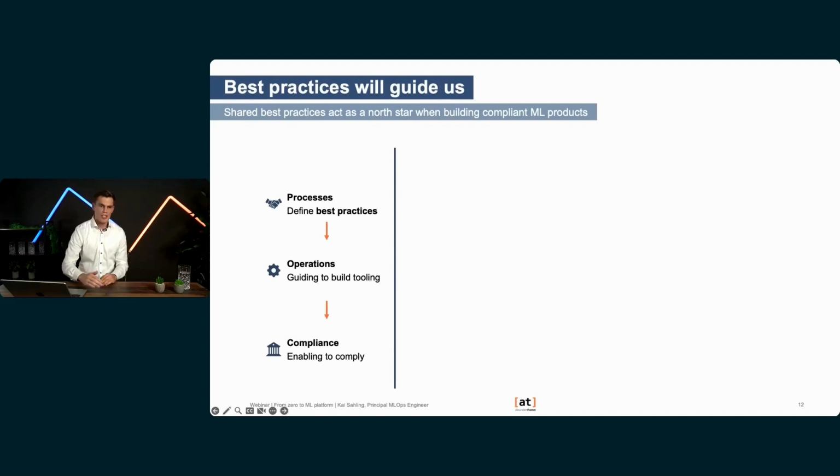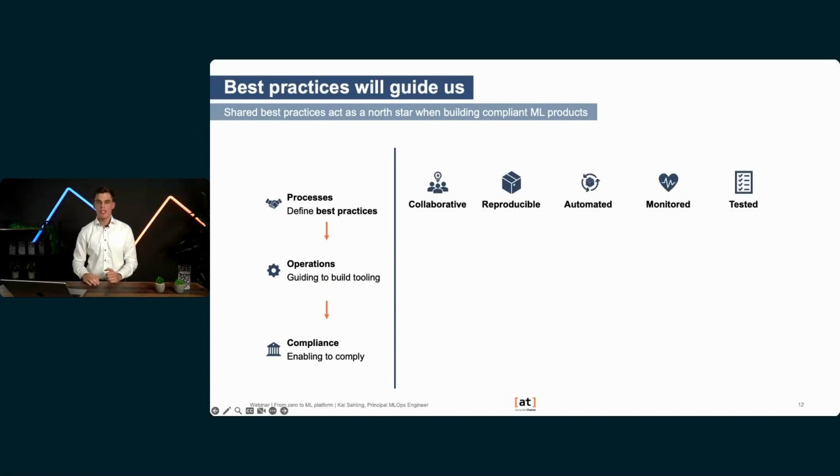I always recommend to define these best practices for yourself, for your organization. We at IT defined 5 best practices. So we say machine learning should be collaborative, reproducible, automated, monitored, and tested. How do we implement that?